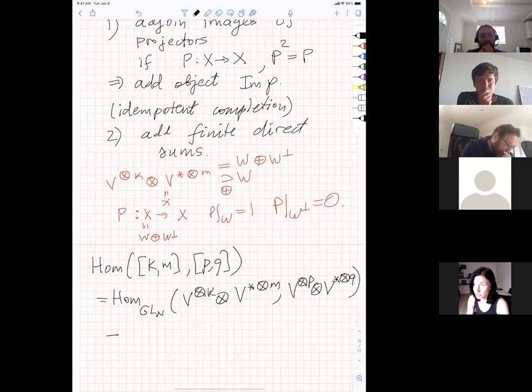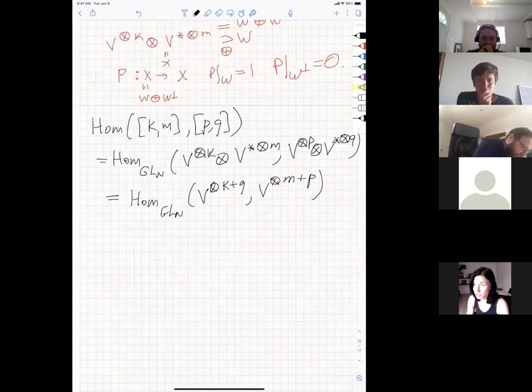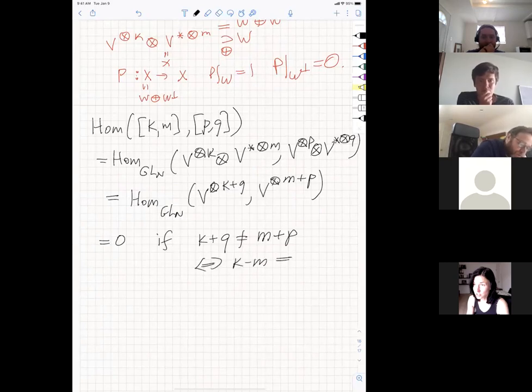And so you can rewrite that by moving all the V's to the left and all the V duals to the right. So this is going to be Hom over GL_N from V^(K+Q) to V^(M+P). And this is going to be 0 if K+Q is not equal to M+P, which is equivalent to saying K−M is not equal to P−Q.